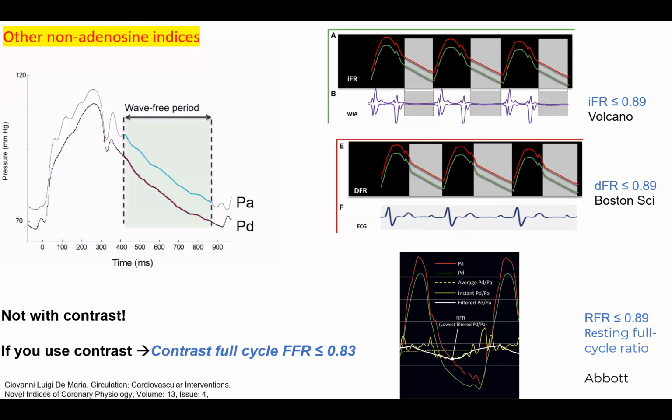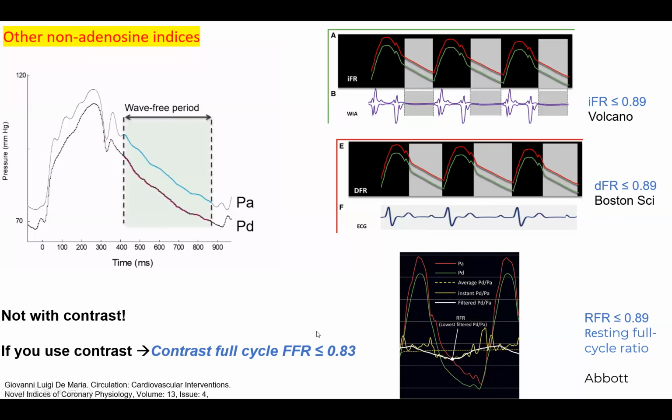Another thing you need to know, iFR is meant to be a resting gradient. You should not measure iFR immediately after flushing contrast or saline. When you flush contrast or saline, the resting pressure ratio throughout the cardiac cycle, and specifically during diastole, will drop. So the 0.89 cutoff does not apply because it's becoming a hyperemic gradient.